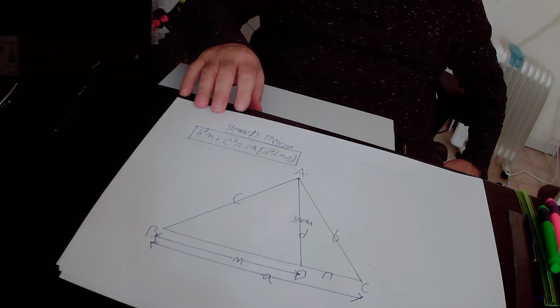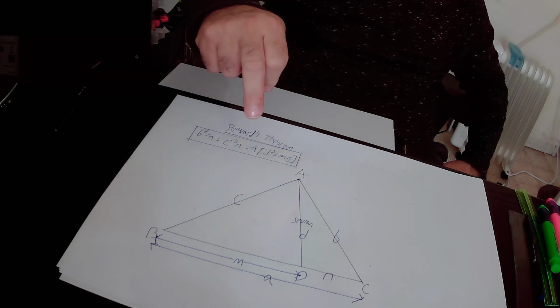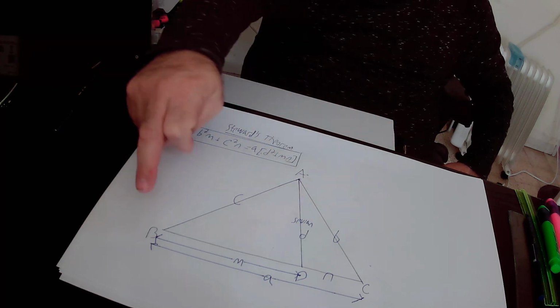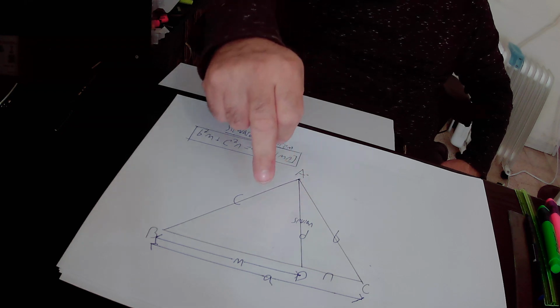And according to Stewart's theorem, b squared times m plus c squared times n equals a, open brackets, inside the brackets we have d squared plus m times n.